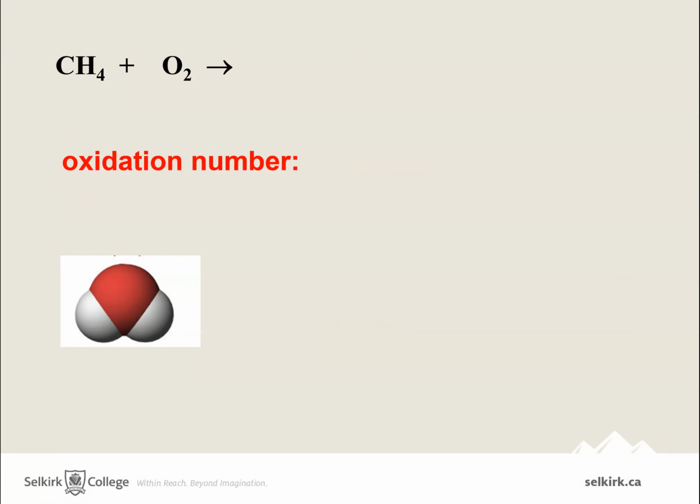Here's an oxidation reaction. We've got methane and oxygen. And this is a combustion reaction. So this time I do expect you can predict the products. We know that combustion is reaction with oxygen gas to produce carbon dioxide and water. And I'll quickly just balance that. That's not the fun part.